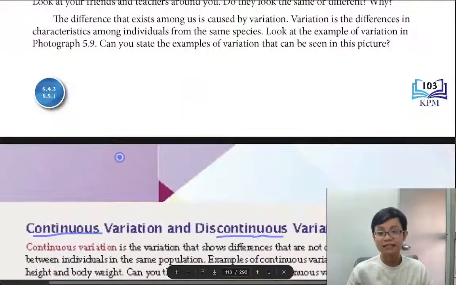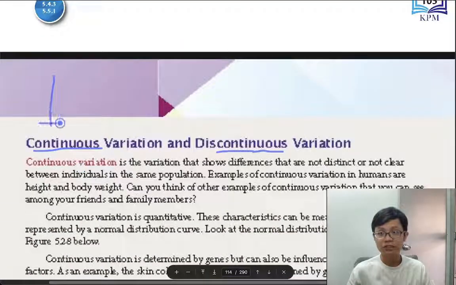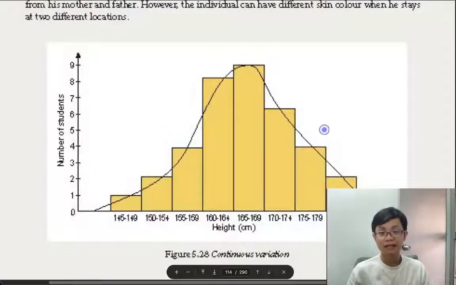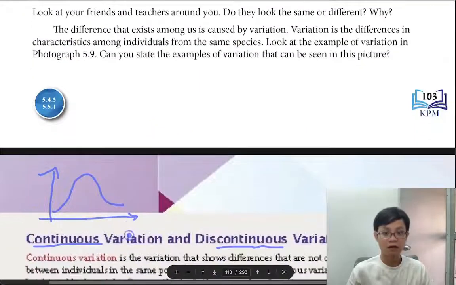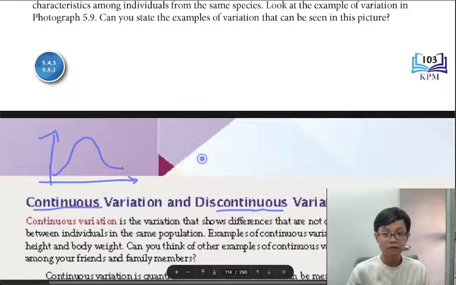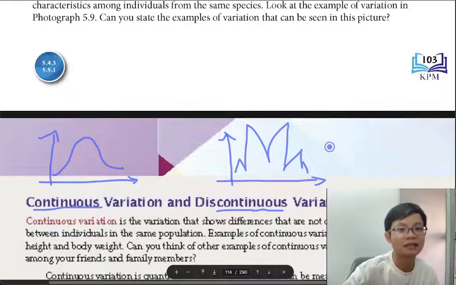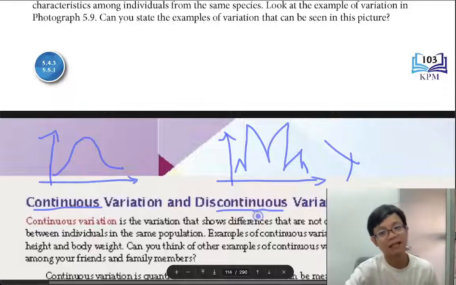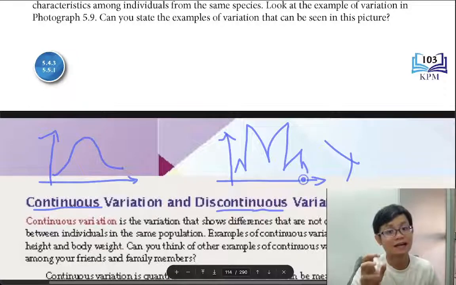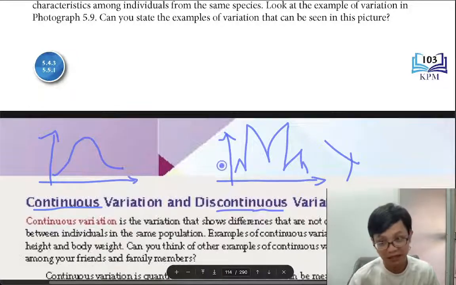So of course we can see that continuous variation is usually something like this. That is continuous. You can see there is a line depending on the title, and discontinuous is discontinuous. Maybe it goes up, down, up. It doesn't really matter. It doesn't show a pattern. It shows the data, but there is no fixed pattern.